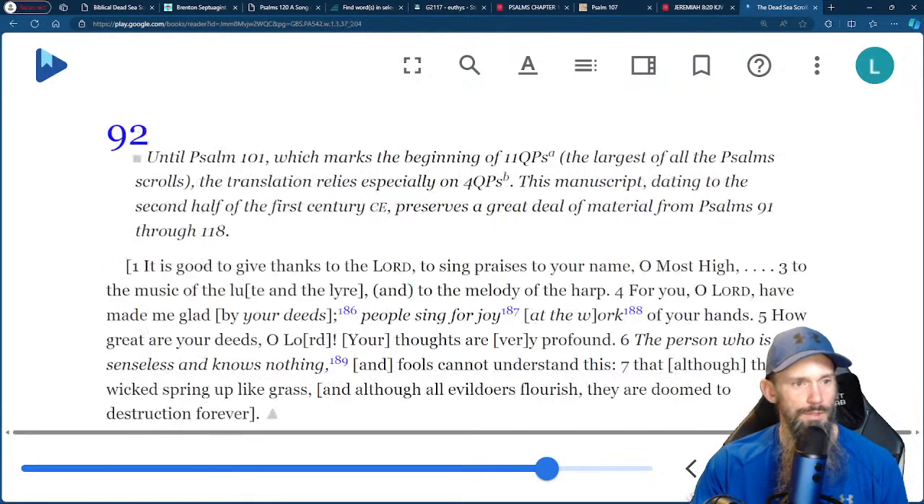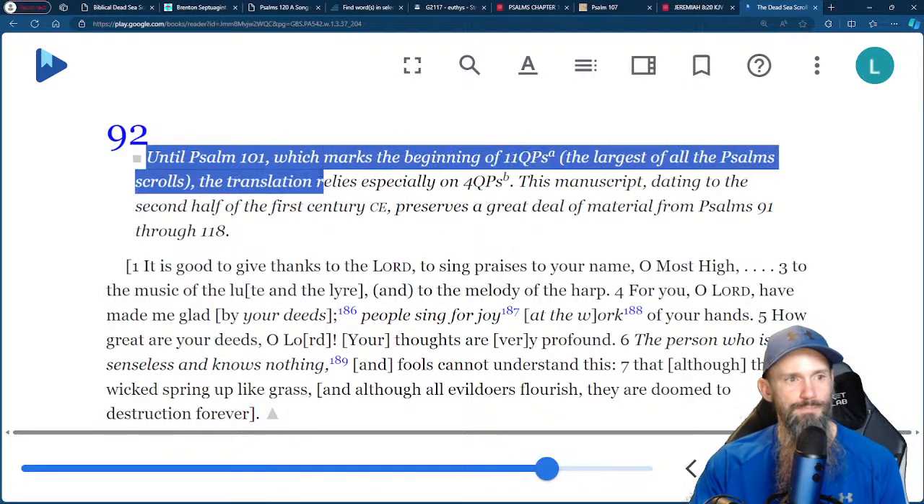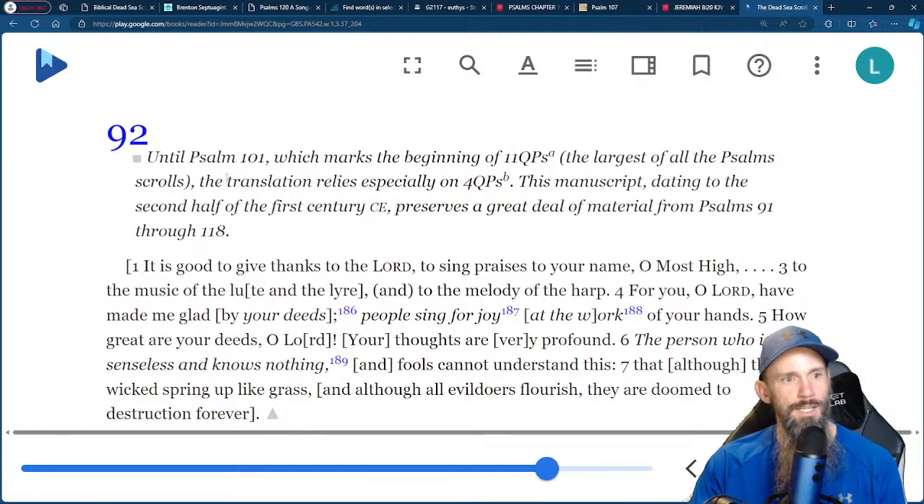I use the Septuagint too, and the Masoretic, but you know. See, until Psalm 101, this is a quotation from the Dead Sea Scrolls Bible, which marks the beginning of Leviticus Q. That's one of the scrolls found. So it marks the beginning of the scroll, Psalm 92, this manuscript.